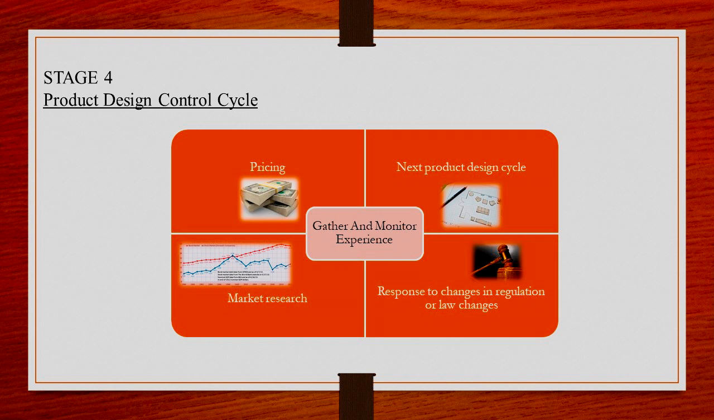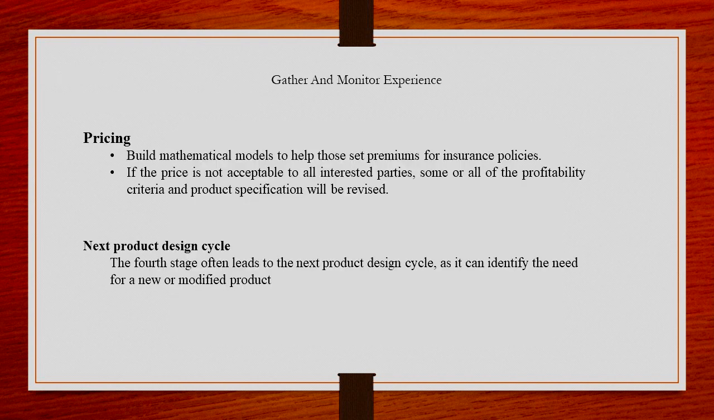This stage is important for any product, but it is particularly important for financial products such as insurance. Firstly, pricing. It is important to regulate the price to make sure it is acceptable to all parties. A better price would lead to a sales volume peak. Other than that, the next product design cycle. This action is important because it can identify the need for a new or modified product, which can reduce the cost, regulate the price, and create a better design that can be accepted by the user.